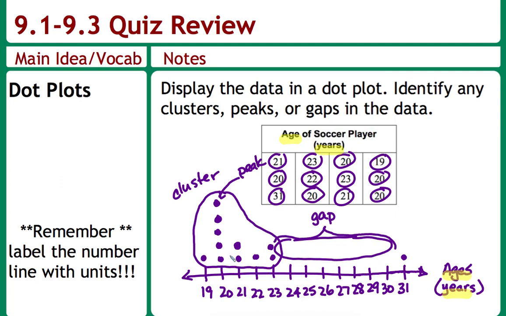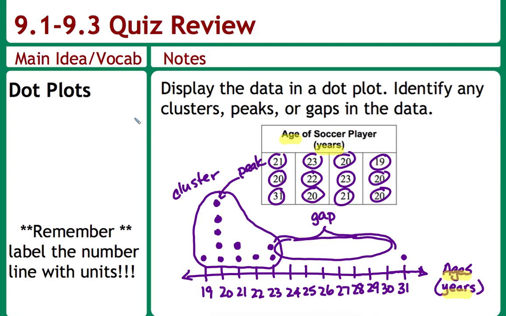Now, one thing I did want to mention is that you could have more than one cluster, peak, and gap. Also, you could have a different cluster here. Some students may want to just make their cluster be from 19 to 21, and that's fine as long as you include the peak. If you include the peak in the cluster, then you are going to be just fine.